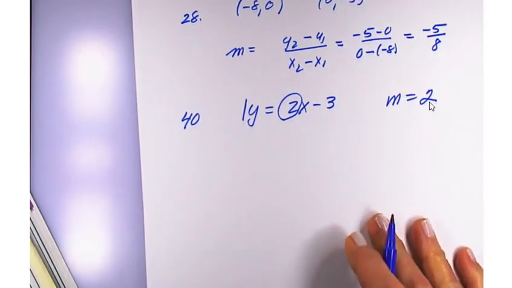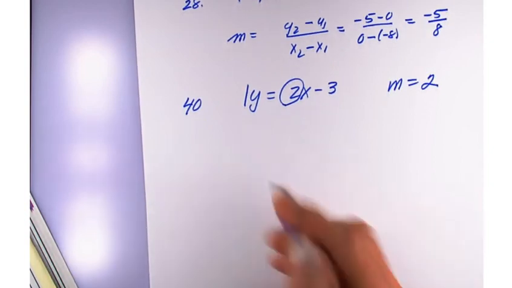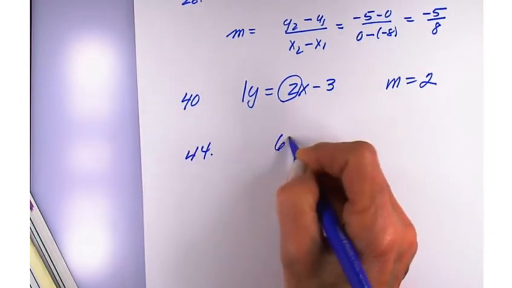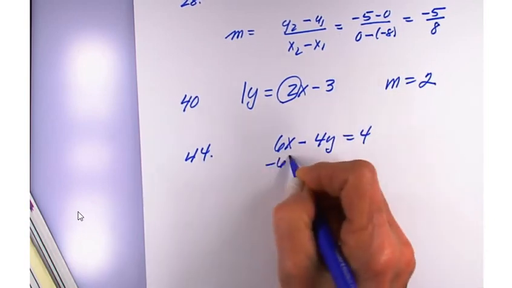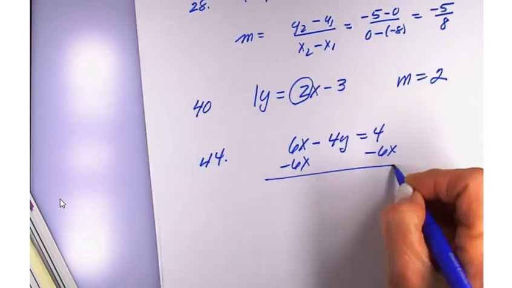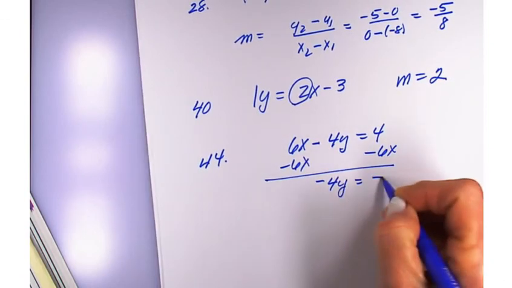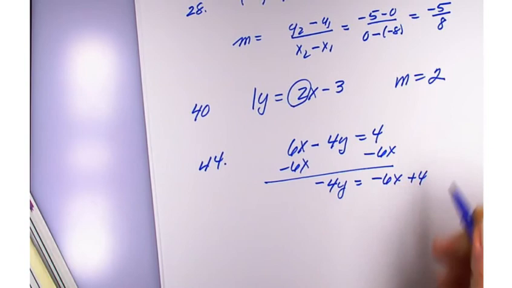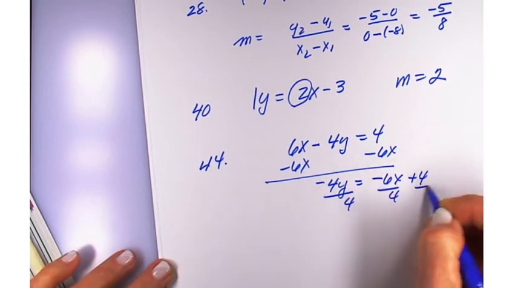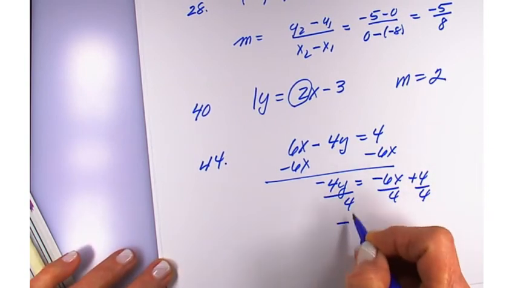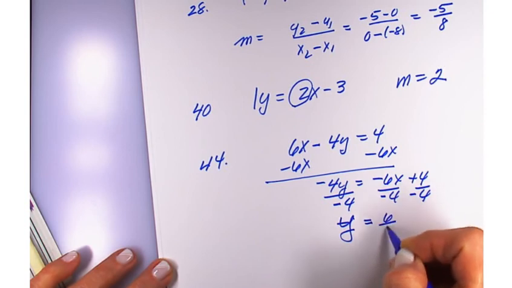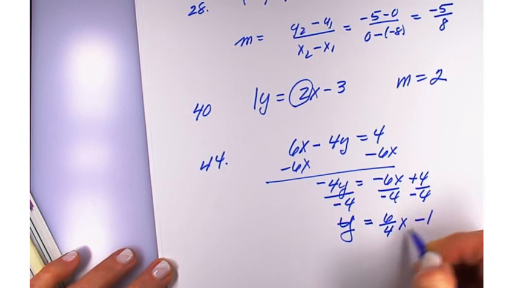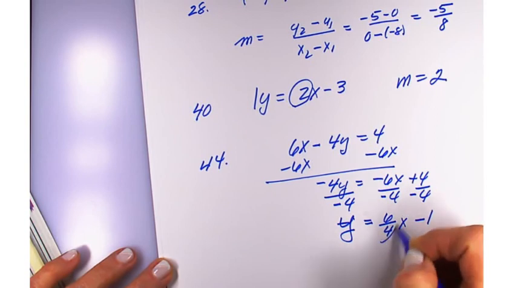Number 44. 6x minus 4y equals 4. I have to solve for y. Minus 4y is negative 6x plus 4. Let's divide by minus 4. That'll take care of it. That'll give me y equals 6/4 x minus 1. I don't really care about that constant. So my slope is 6/4 or 3/2.